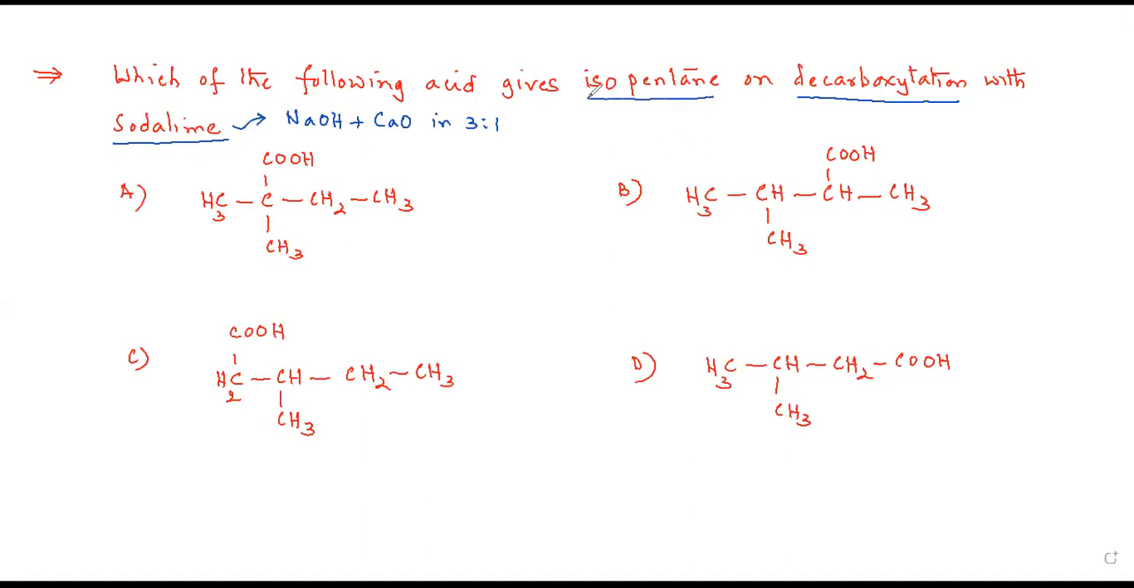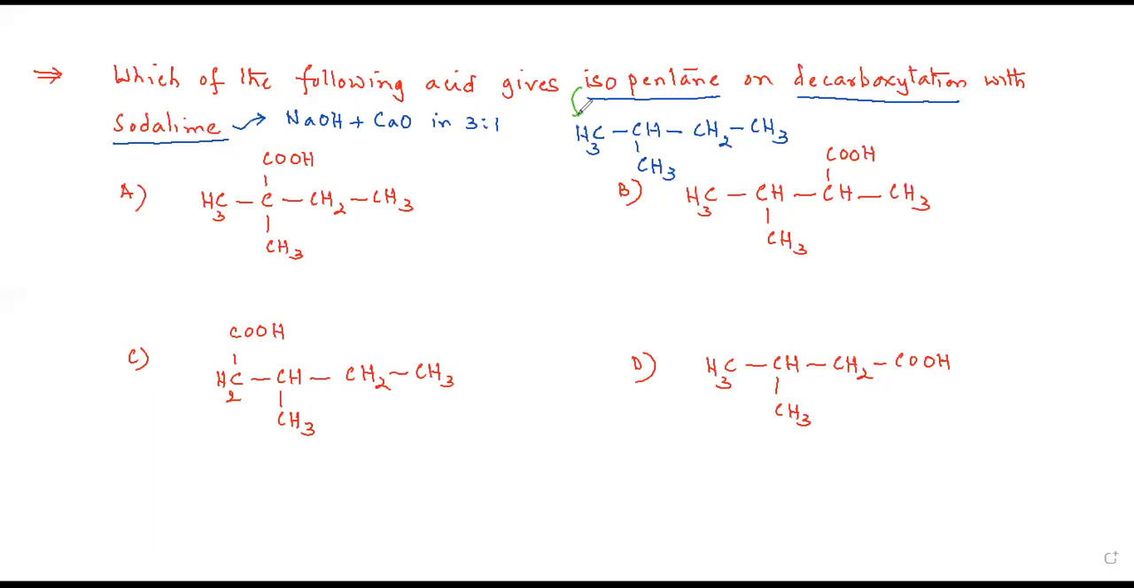And what is isopentane? You need to be clear about this. Isopentane is this. Say this arrangement is iso. You already got 3 carbons, take 2 more. Now this is isopentane. This is what we need to prepare.